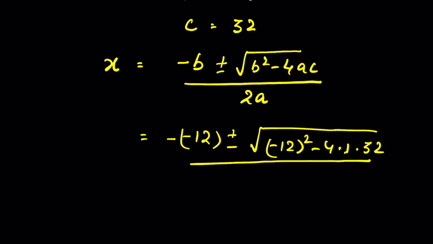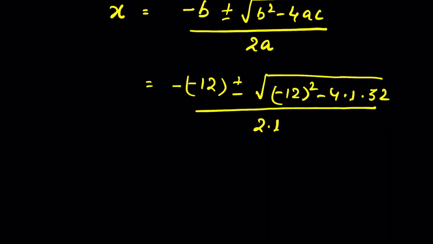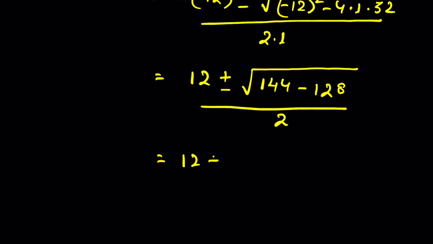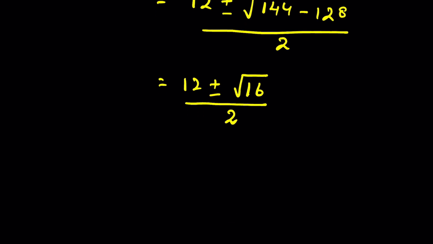A is 1, so 2 times 1. Minus minus plus, so this will be 12 plus minus the square root of minus 12 squared, minus 4 times 1 times 32, upon 2. Minus is inside the bracket, so it will be positive 144 minus 128 upon 2, or 12 plus minus the square root of 144 minus 128, which is equal to the square root of 16 upon 2. Now the square root of 16 is 4, so 12 plus minus 4 upon 2.